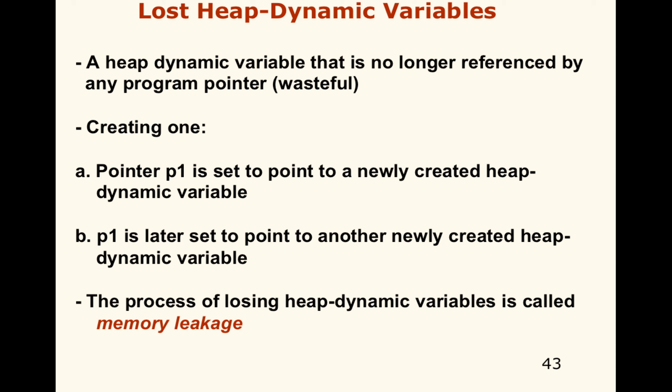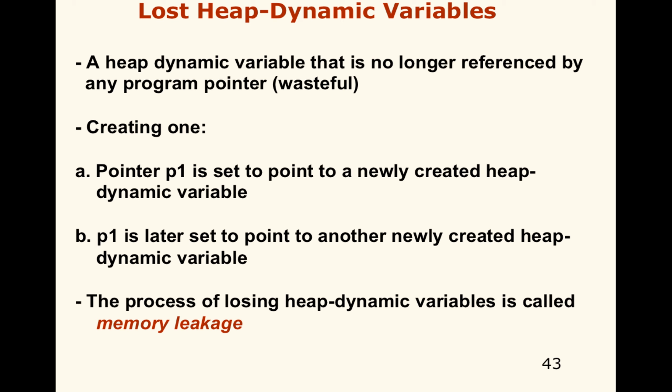The lost heap-dynamic variable, that's the memory leak. A heap-dynamic variable that is no longer referenced by any program is wasteful because it's been allocated, the cells are marked as being used, but nobody's using them. It's a waste of memory, and it's not available to be used by anybody else. You do that to all the memory, eventually you're going to run out of memory.